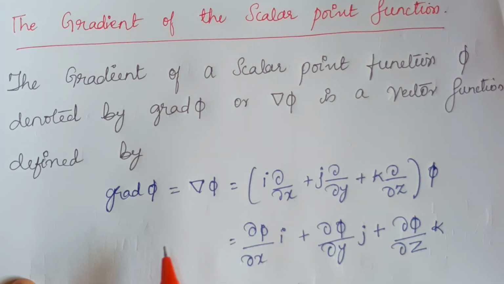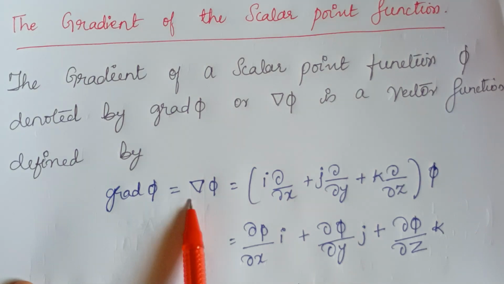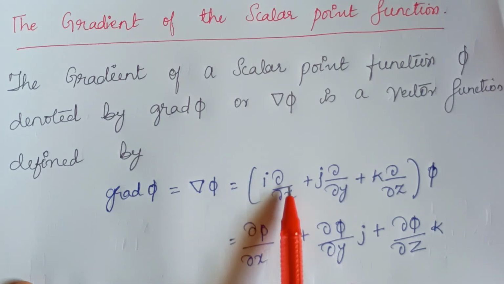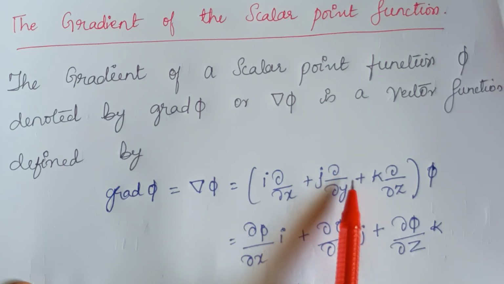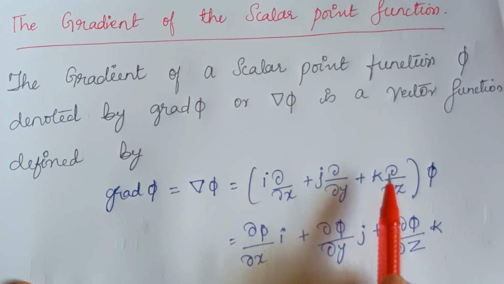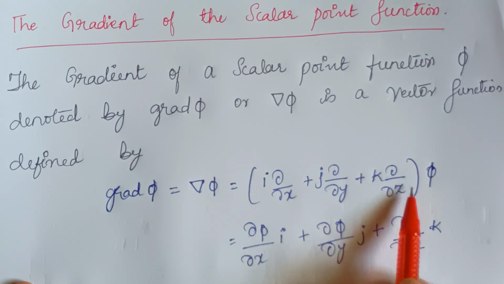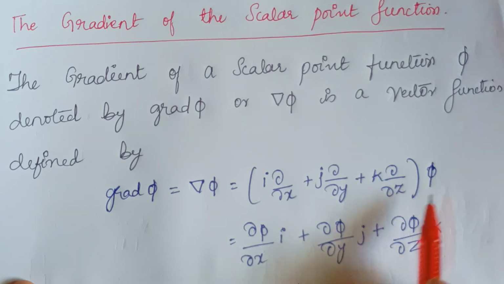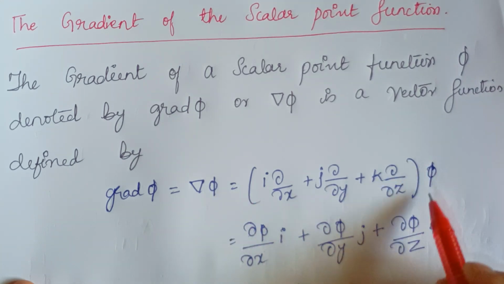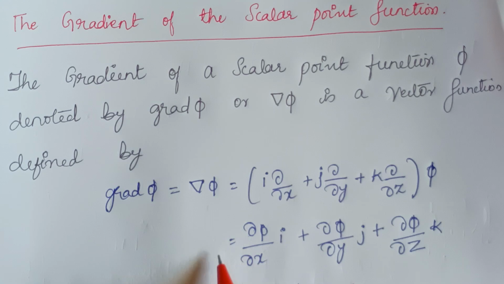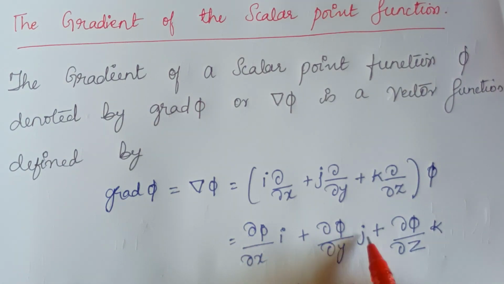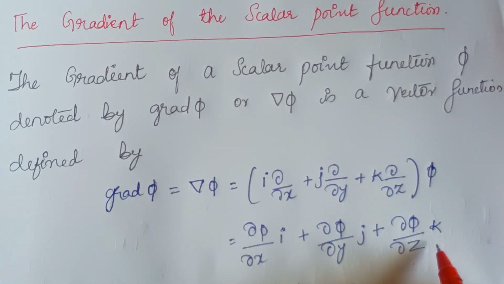Mathematically, it is written as grad phi, also as del phi, equals i times partial differentiation with respect to x, plus j times partial differentiation with respect to y, plus k times partial differentiation with respect to z, of phi. It is multiplied entirely with phi. So now I'm multiplying this inside, and I'm getting dou phi by dou x into i plus dou phi by dou y into j plus dou phi by dou z into k.